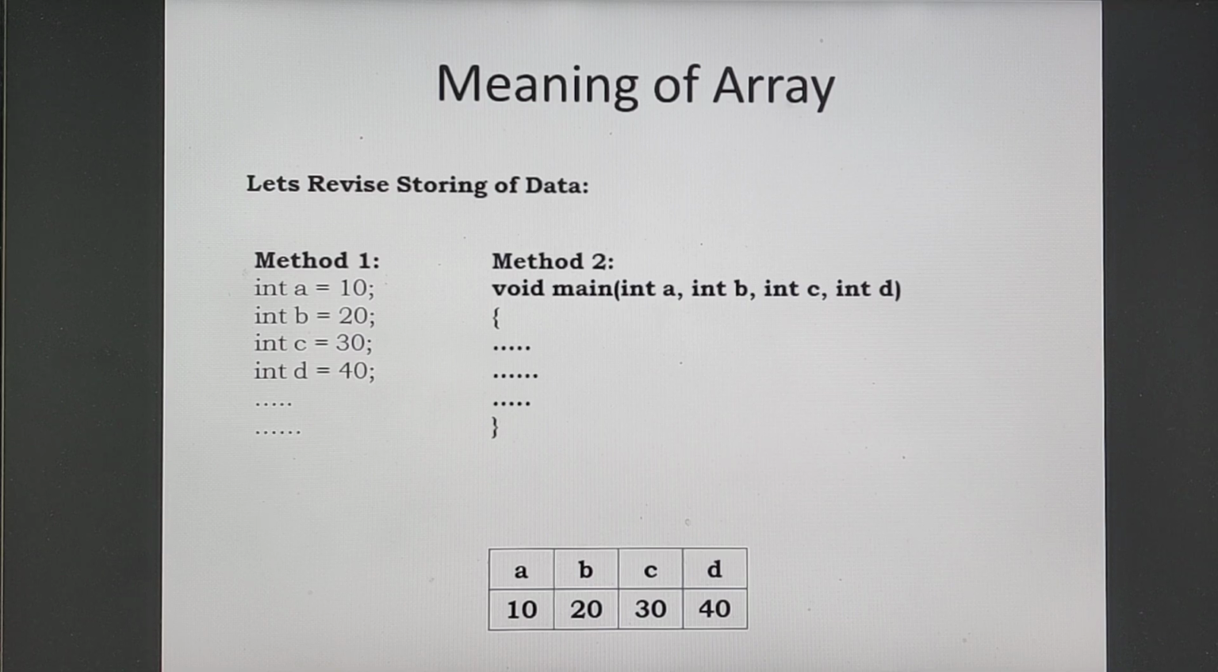That will be a loss of memory in the long term, because if I have 1 million data, then I need that many variables. So this method fails in storing multiple data.